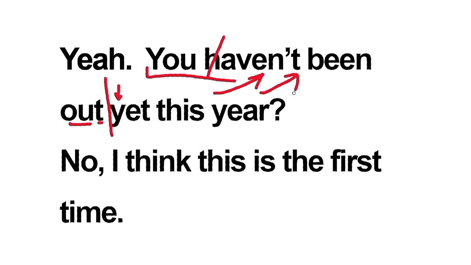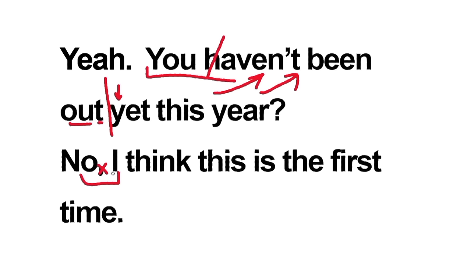Did you hear how my dad did a vowel-to-vowel link here? No, I, no, I. So there really wasn't a comma there. We really like to link things together for smooth transitions between words in American English. No, I think this is the first time.